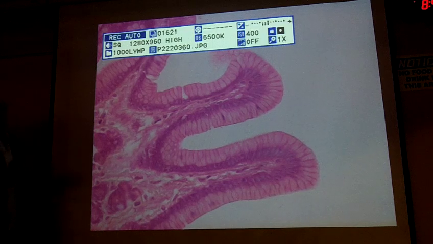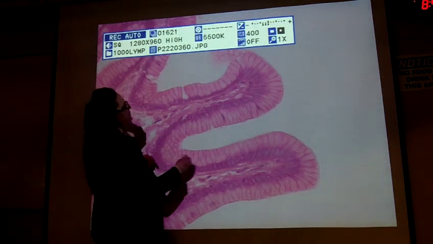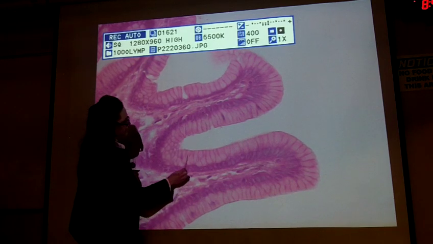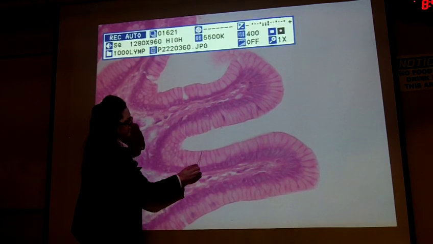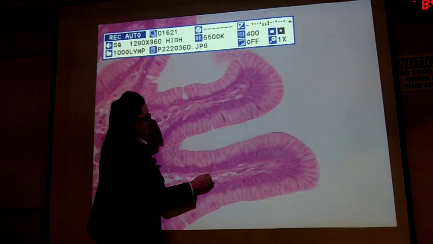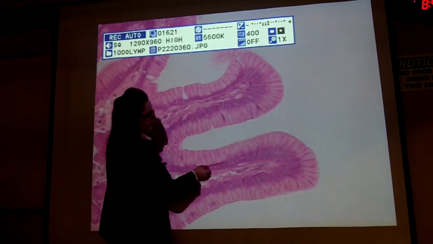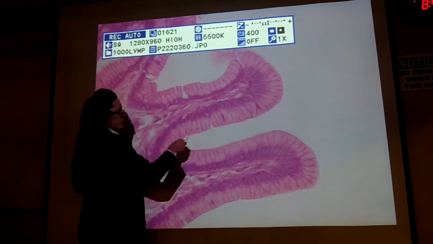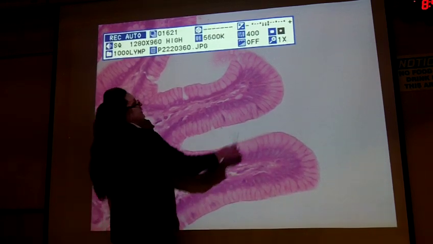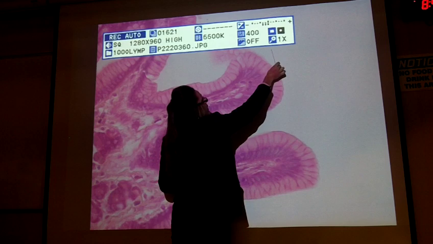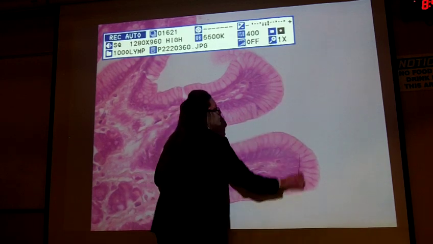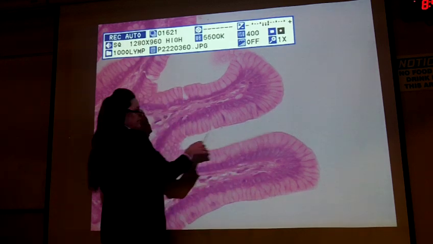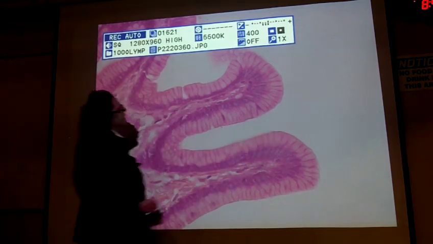Now you should be able to start to see this better. So these are all your simple columnar epithelial cells. So they're going like this, and the nuclei are all down here. And this right here would be your pit. So again, if the stomach were a flat surface, if the mucosa were flat, it would be like this. But you have these invaginations, these pits down here.